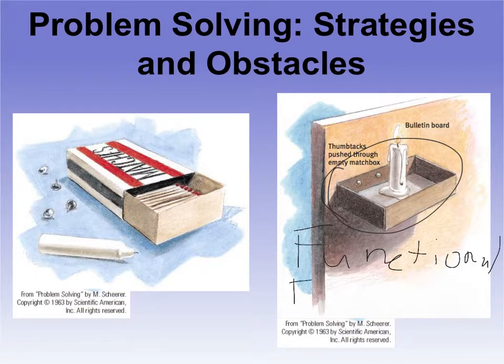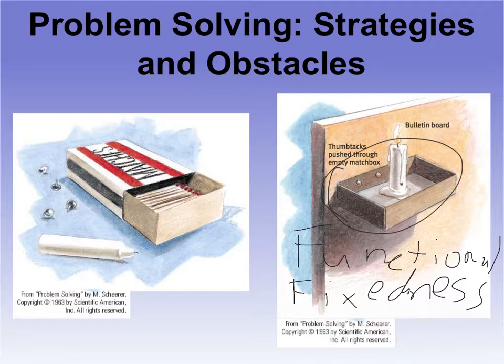Functional fixedness is a bad thing. It's when in your mind you're unable to think of an object as anything other than its main intended use. Classic example: you're at a picnic, and it starts pouring, and it's like, oh no, we didn't bring an umbrella. We're going to get soaking wet, without realizing that the picnic blanket that you're sitting on could double as protection from the rain if you put it over your head.